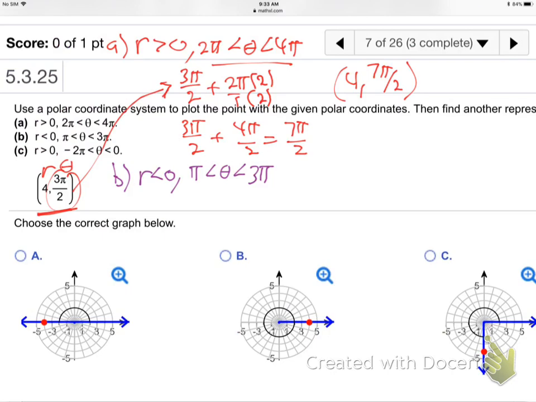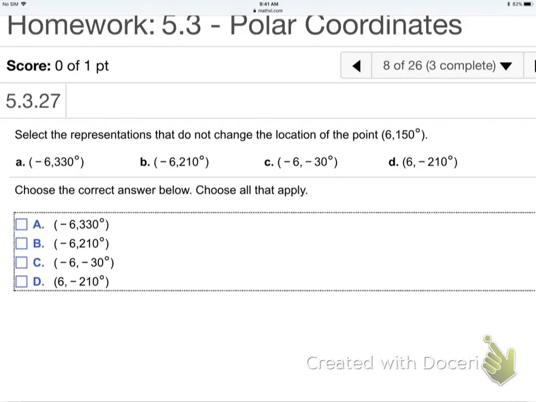Happy? And then part C. I think that's enough. Part C is a negative angle. So we're just going to subtract 2 pi, right? I'm not going to bother. Let's move on. All right, so looking at those answers, which of those are the same as the original?